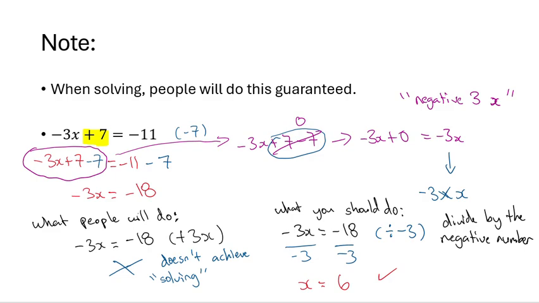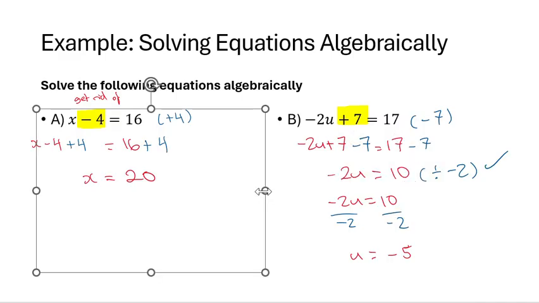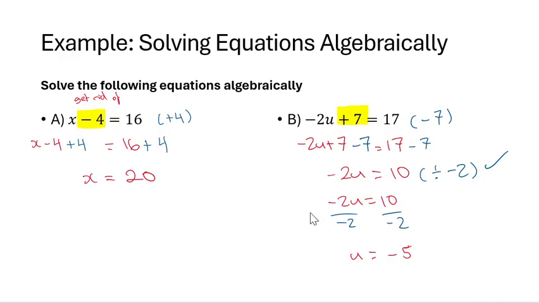So what you should do is divide by the negative number. As you can see, negative 3x just means negative 3 times x, and the inverse operation of that is dividing. So divide both sides by the negative number, and I end up with the correct answer. And that is exactly what happened around here. As you can see here, negative 2u equals 10. What I did was I divided both sides by negative 2 instead of adding something. I divided, and that's what you should do always.